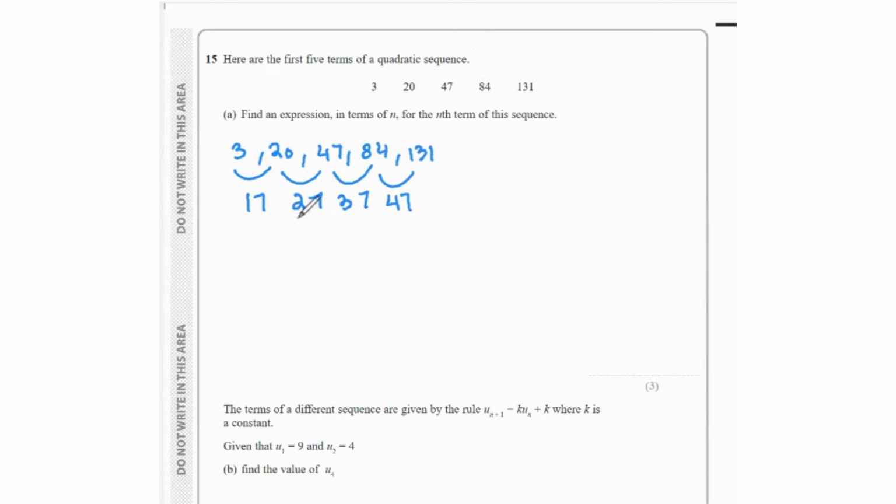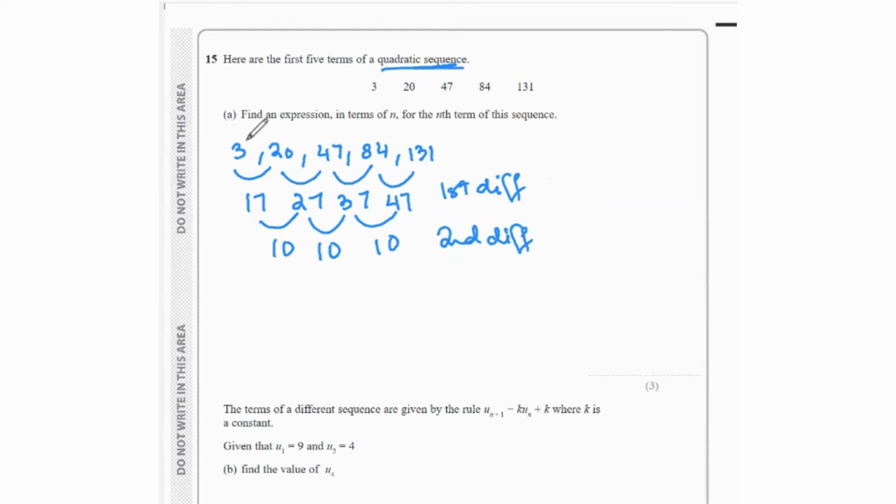Now we find the second difference because the first difference is not common. So between 27 and 17, we have 10. Between 37 and 27, we also have 10, and again 10. So this is your first difference. This is your second difference. Since the second difference is common, it's clear that it's a quadratic sequence. It also says in the question it's quadratic.